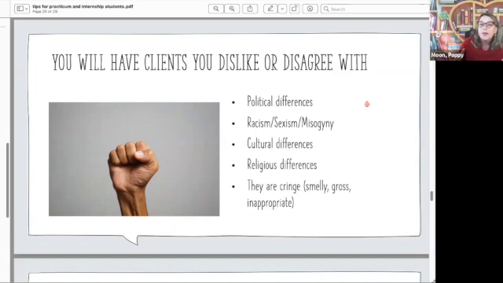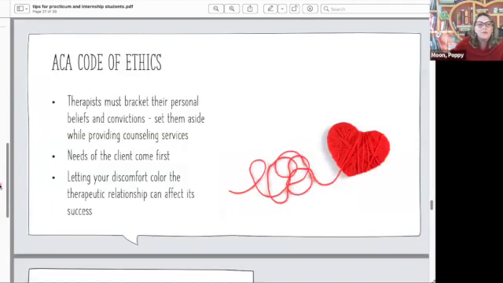Or they're inappropriate. Say that I am working with a male and he's always kind of leering at me or he's saying things to me that make me feel uncomfortable. That's a client that you dislike or you don't really agree with.